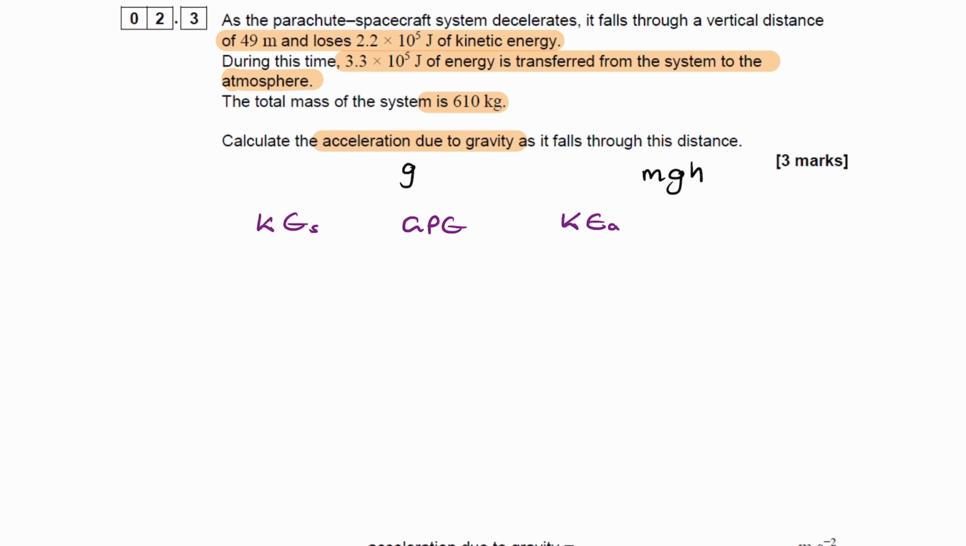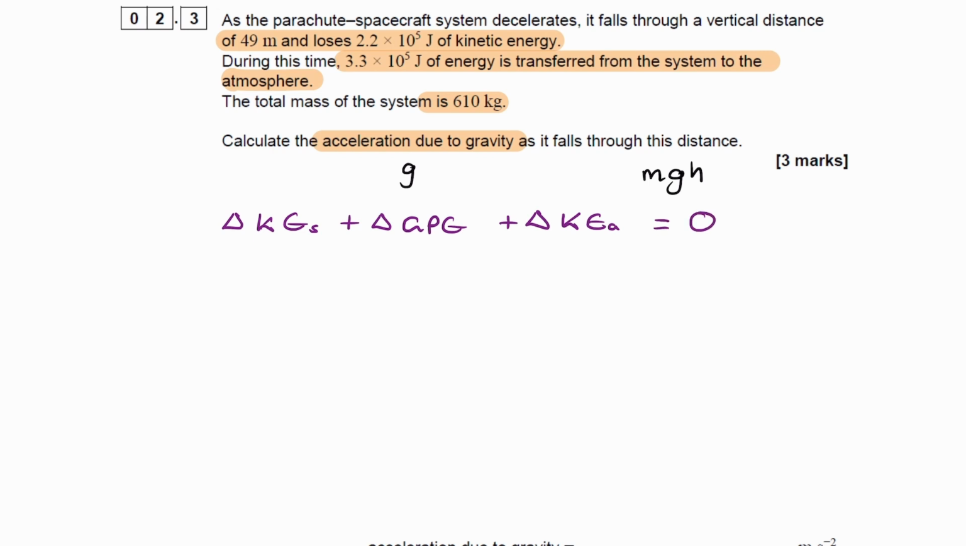Okay, so we need to set up an energy conservation equation. What we could do is add up all of the changes of these individual stores of energies, and all of those changes should sum up to make 0. So what I mean by that is the change in the kinetic energy of the spacecraft plus the change in GPE of the spacecraft plus the change in the kinetic energy of the air molecules. As these are all of the three different forms of energy being transferred between one another, this whole sum should be 0.